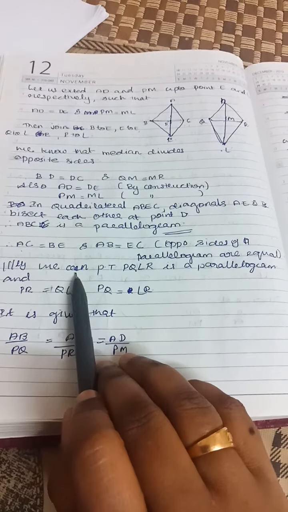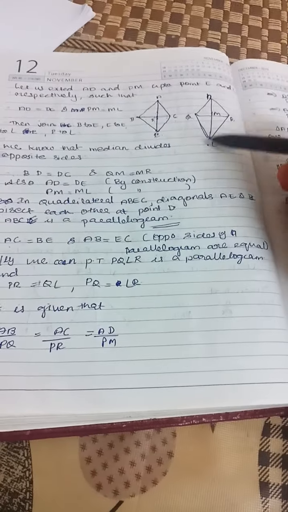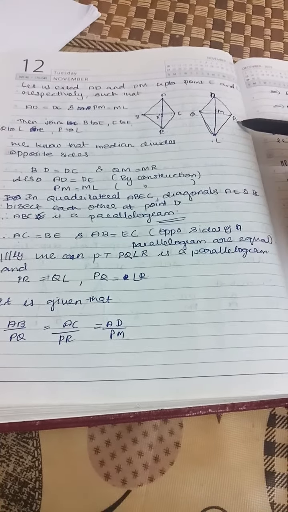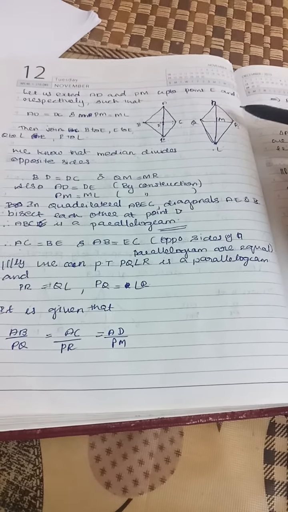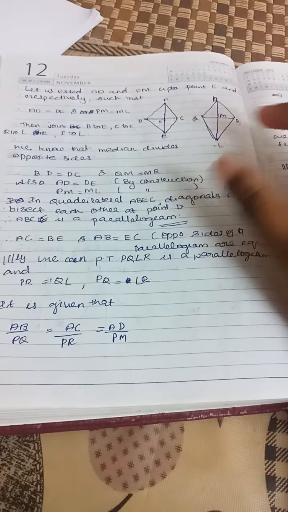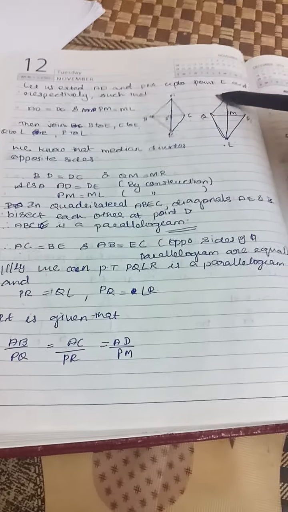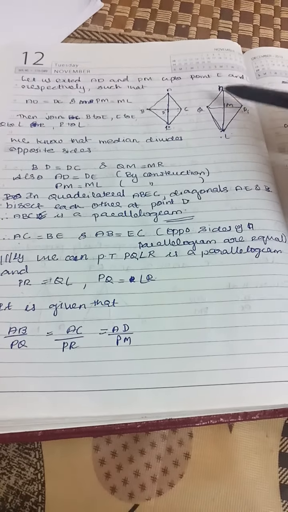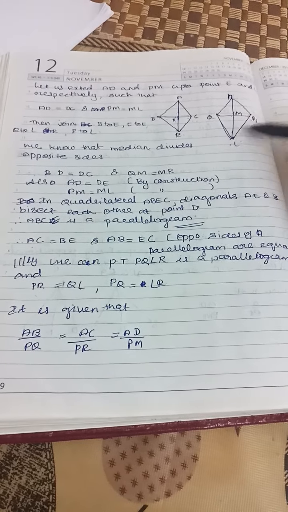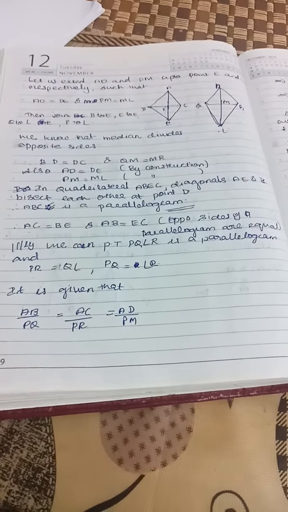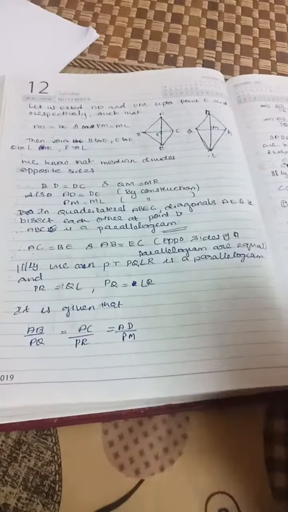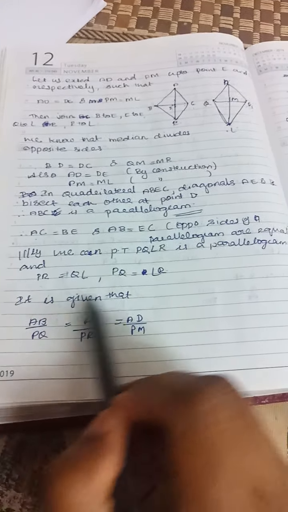Okay. Similarly, we can prove that PQLR also is a parallelogram. So we can write PR is equal to... opposite sides we can equate to each other. So PR and QL are opposite sides. This is PR, this is QL. Both are equal. Again PQ and RL are also equal because this is a parallelogram. Opposite sides should be equal. So all these sides are equal.